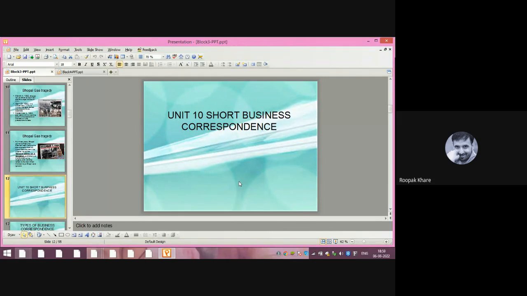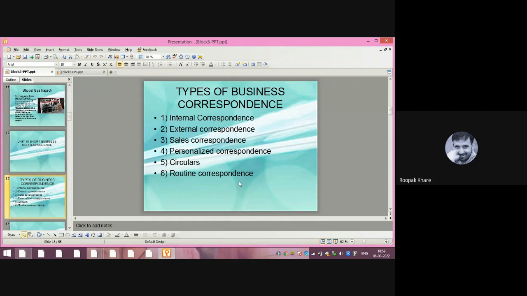Okay, now we go to the next unit, which is short business correspondences. Business communication happens in two formats. There are correspondences which are short, and there are other communications which are longer in nature. So there are various types of communications. When I say short communications, these are usually emails and very precise formatted communications.